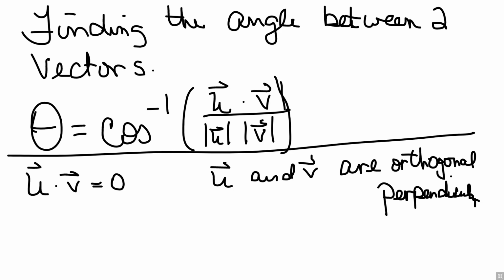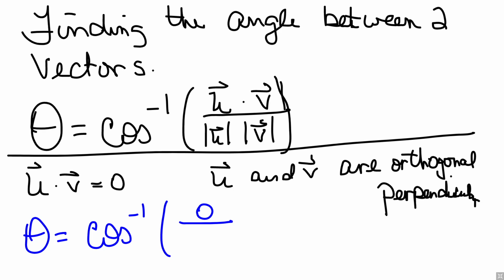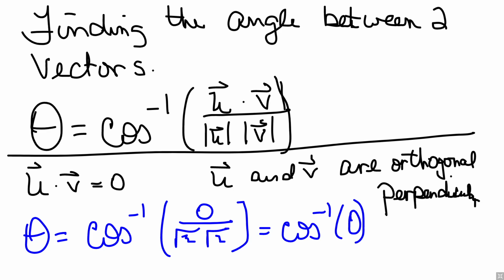And here's why this is true. If we do the dot product of two vectors and it is equal to 0, and I want to find the angle, then theta is equal to the cosine inverse of, well, the dot product is going to be 0. Now, the magnitudes are going to be some numbers. So really we're looking at the cosine inverse of 0. Well, when is cosine equal to 0?